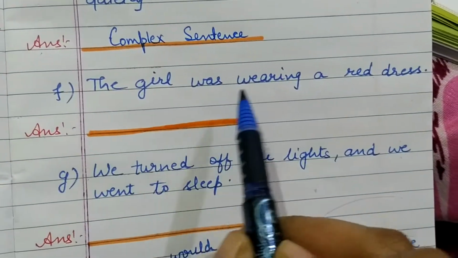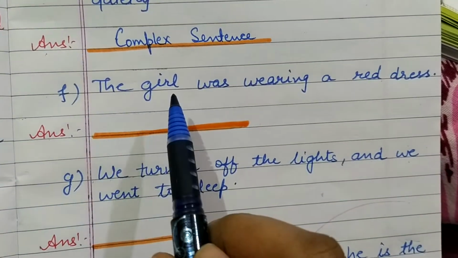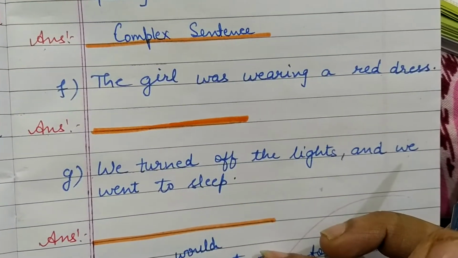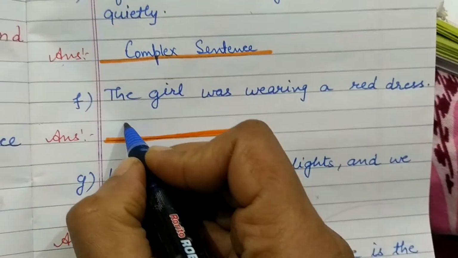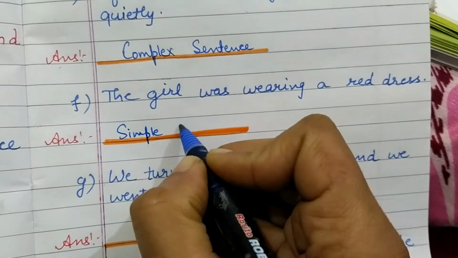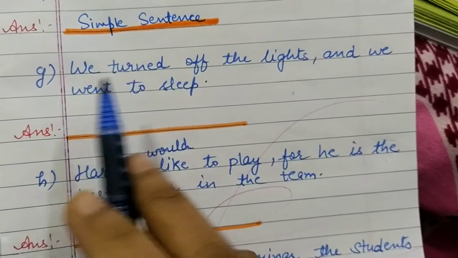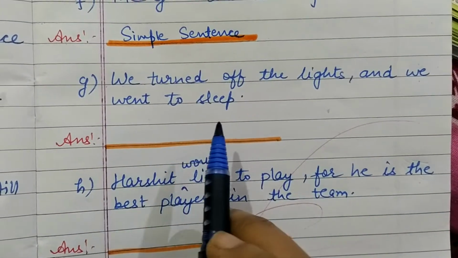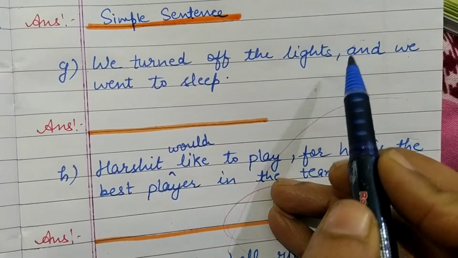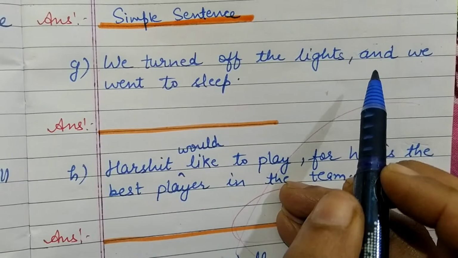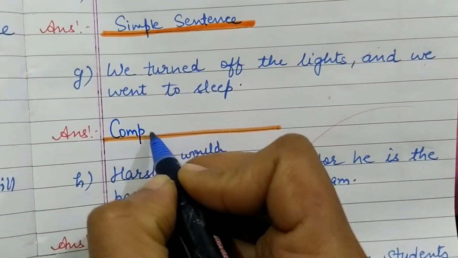Next is, the girl was wearing a red dress. So here you can see subject and verb are given. No other conjunction is given. No other clause is given. So this is a simple sentence. Next is part G. We turned off the lights and we went to sleep. Here again two clauses are given, and two independent clauses are joined with the help of the coordinating conjunction and. So this is a compound sentence.